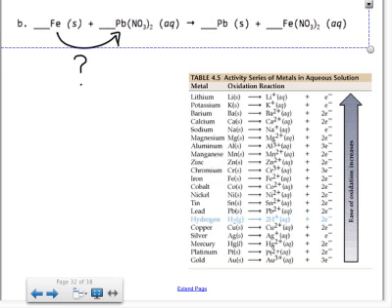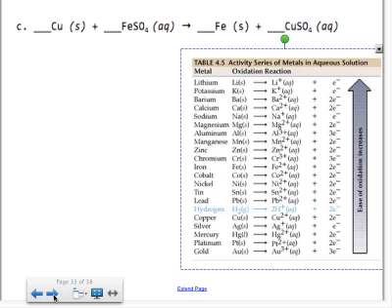Next equation, will iron replace lead in this single replacement reaction? Well, where's iron on the list? Iron is here, lead is down even farther on the list, so iron will replace the lead. Anything higher on the list will replace anything below it. So now, balancing, 1 iron, 1 lead, 2 nitrates, 1 lead, 1 iron, 2 nitrates. It's already balanced.